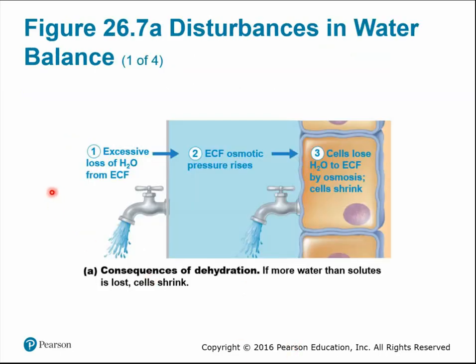So during dehydration, we have excessive loss of water from the extracellular fluid. So that's going to make the osmotic pressure rise. So the concentration or osmolality in this extracellular fluid is going to increase. Right? So it's going to become a hypertonic solution. So that means that the water in the cell is trying to dilute this extracellular fluid out, trying to balance the fluid between these two. So it's going to lose fluid and cause the cells to shrink.